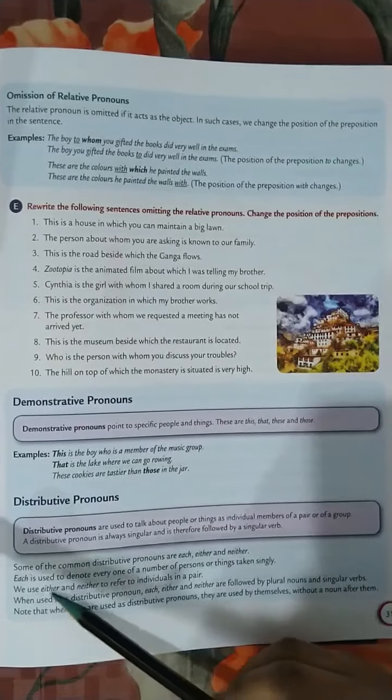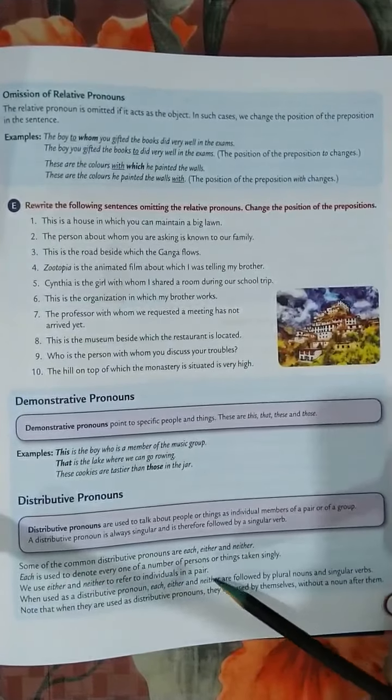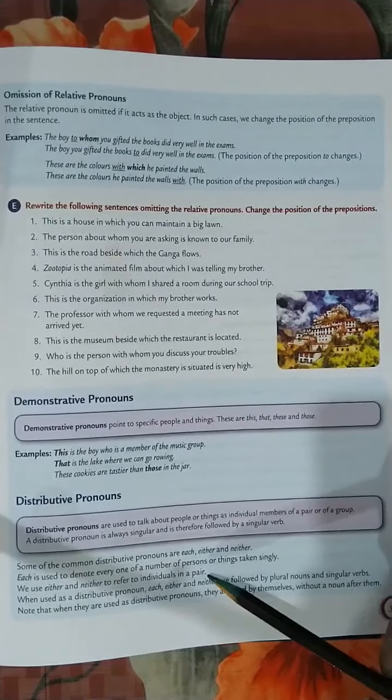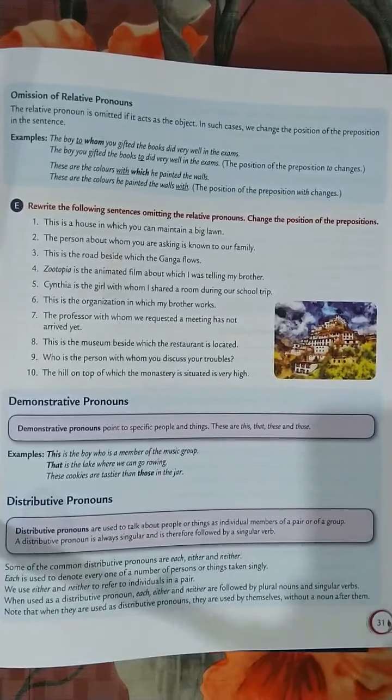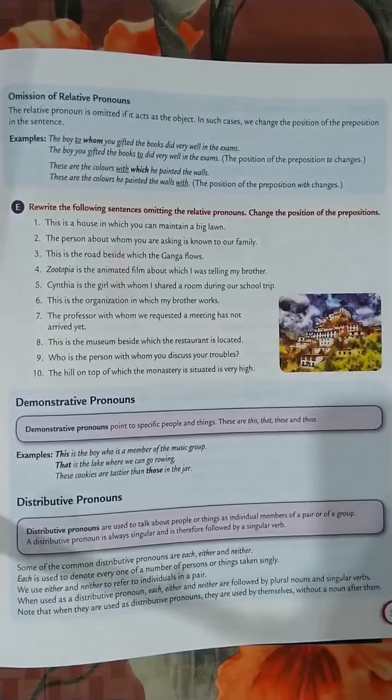Now we use either and neither to refer to individuals in a pair. If you're talking about either or neither, it is used to refer to an individual in a pair. There are two things, and in the pair you are referring to either this or that, neither this nor that. So in a pair you are referring to them individually.